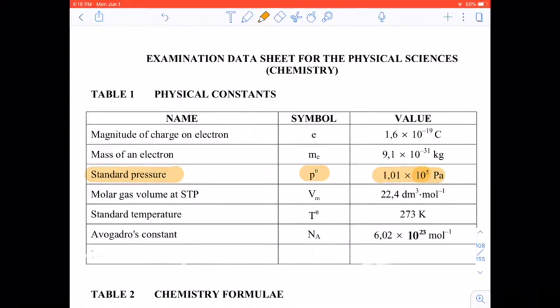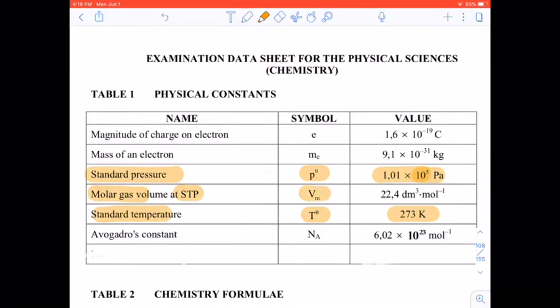Then we've got molar gas volume at STP, right? STP stands for standard temperature and pressure. What standard pressure? It's 1.01 times 10 to the 5 pascals. And standard temperature is equal to 273 Kelvin. Okay? So you need to know what standard temperature and standard pressure are. Okay, so this will be in your data sheet.